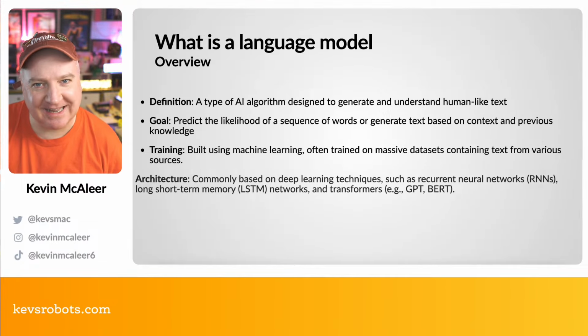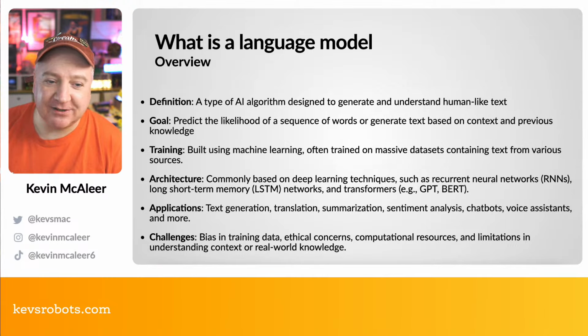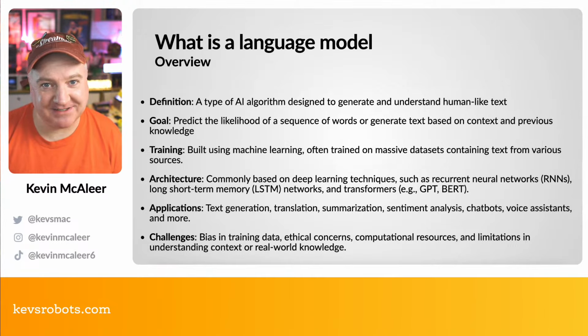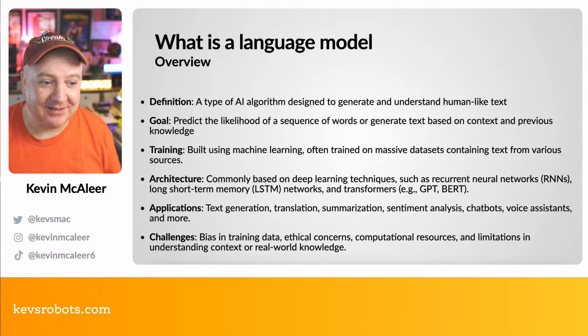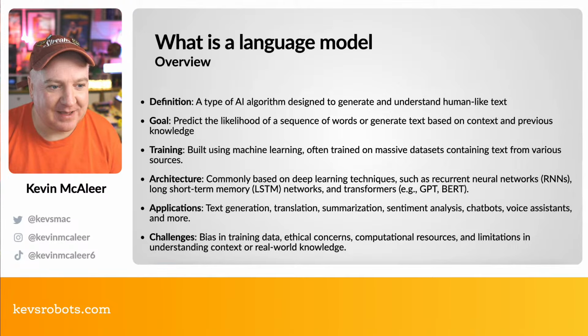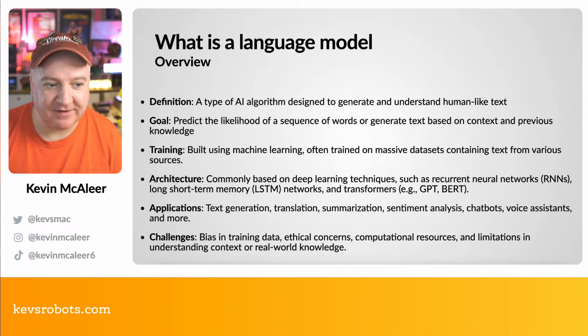So what are language models? Language models are a type of artificial intelligence algorithm designed to generate and understand human-like text. I love the way they say human-like, as if there are other varieties now. Well, I guess there is with ChatGPT-4. There is now language that comes from non-people. So the goal is to predict the likelihood of a sequence of words or generate text based on a context and previous knowledge. So generate text based on context and previous knowledge.